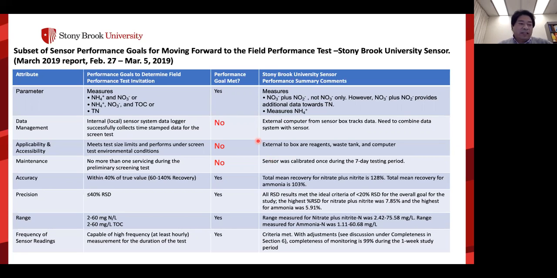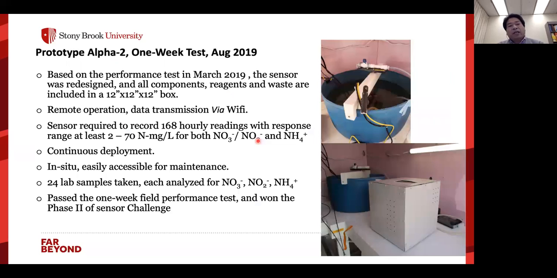After that, the EPA technical panel redesigned the testing and started the second round of tests from August 2019. Based on our Alpha 1 version, I redesigned the sensor in 2019. We added all the components, the chemical reagents, the waste bottle collection, all included in a single box. The dimension is one by one by one foot. I also updated the electronic parts inside so that I can remotely operate and download data through Wi-Fi. This sensor is required to record 168 hourly readings within a week.